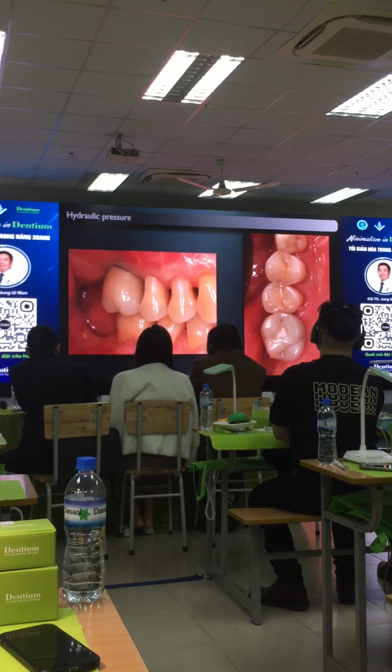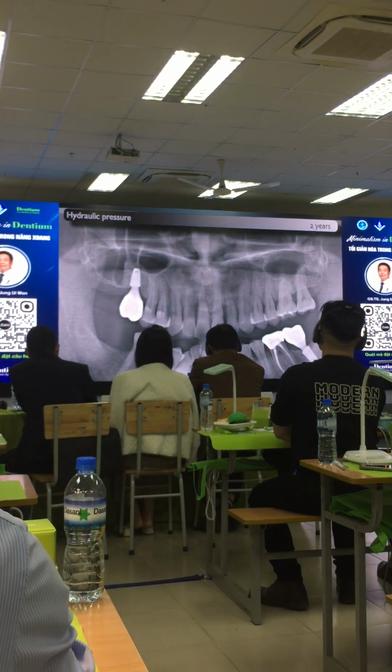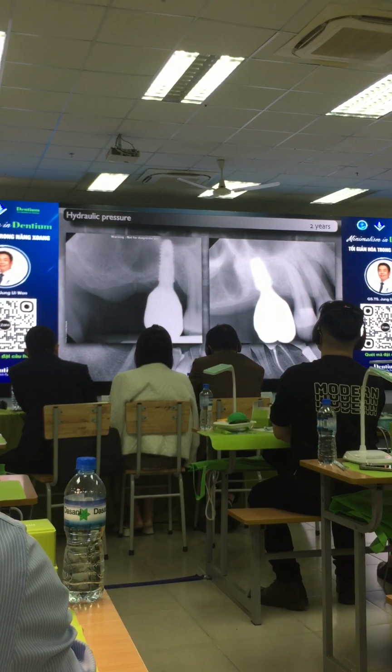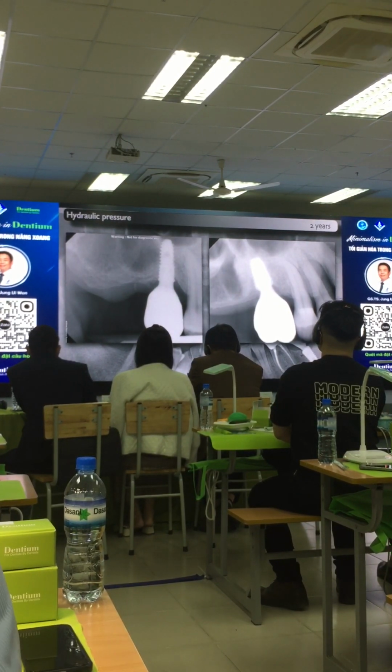These are the clinical photographs after final restoration. This is 2-year follow-up radiograph. You can compare the former and present dentin implants.